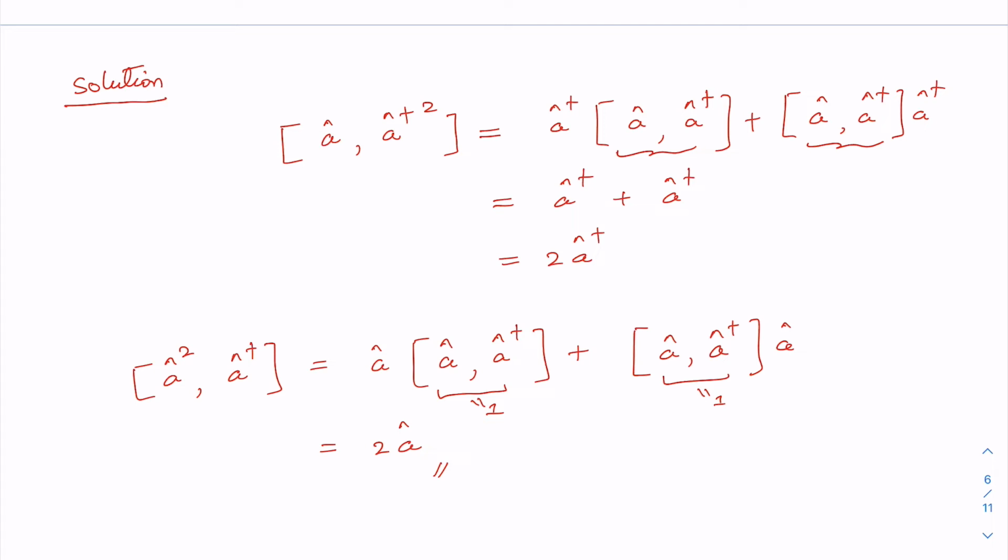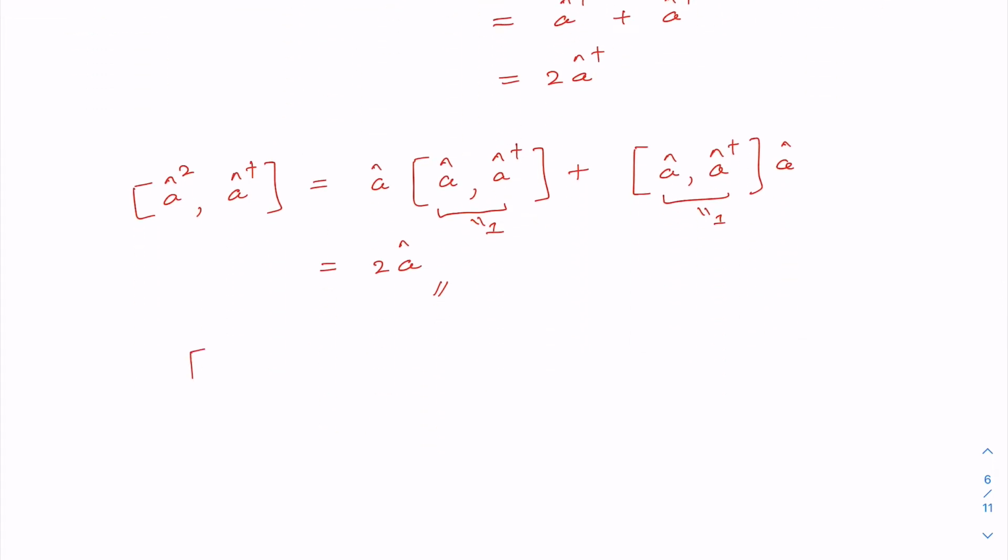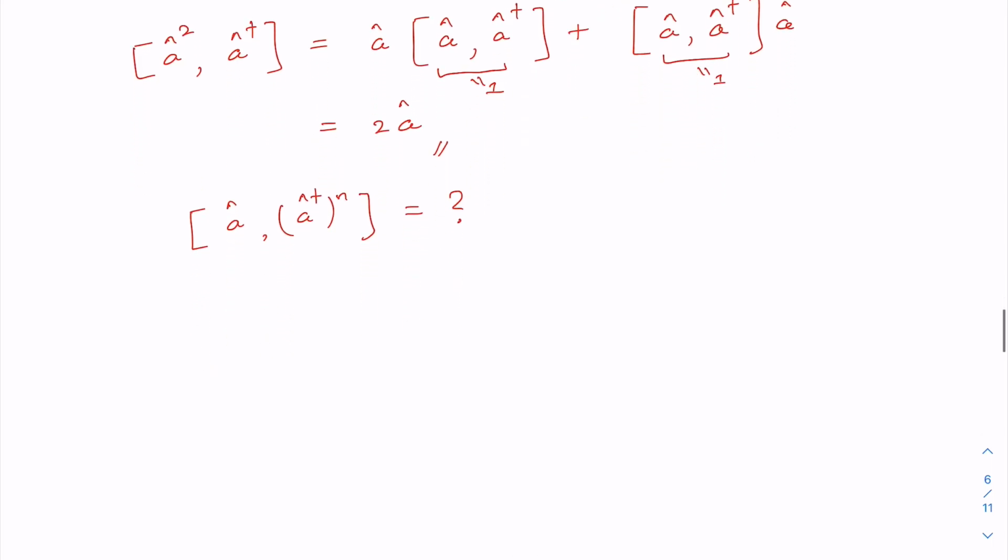Now we have to find out this general relation where a dagger to the power n, where n is a positive integer. So what is this? Let us proceed as follows.